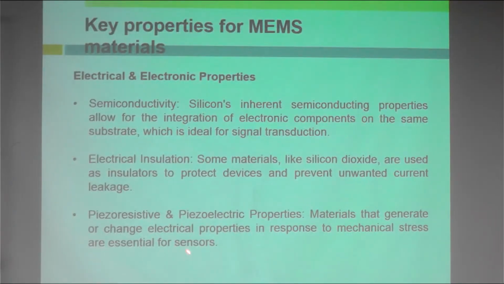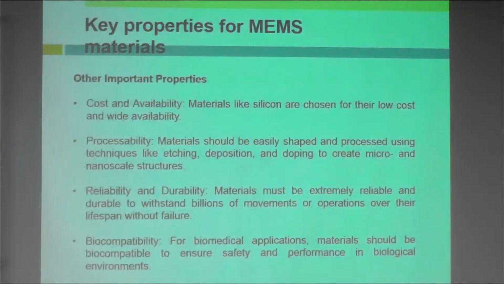Then piezoresistive and piezoelectric properties, for example, materials that generate or change electrical properties in response to mechanical stress are essential for sensors. So part of the materials for silicon MEMS is piezoresistive and piezoelectric property. So for the actuation purpose, you try to integrate the materials into the system so that you can get actuation, or sometimes you say a motor, to move the subject.